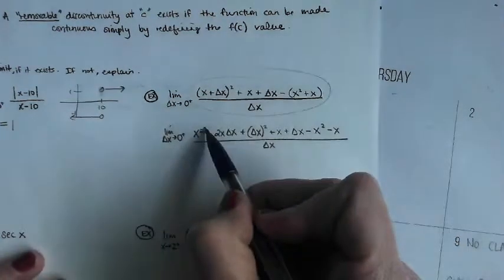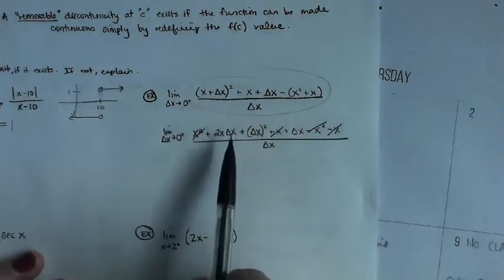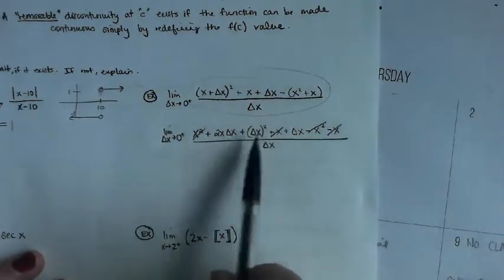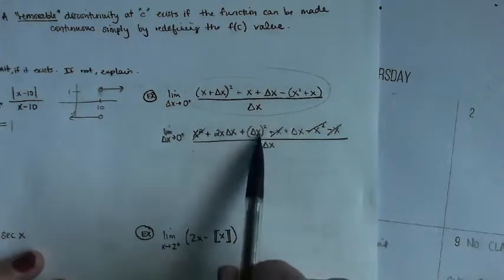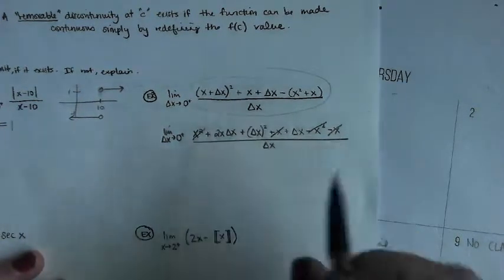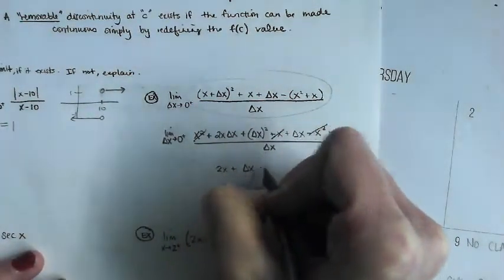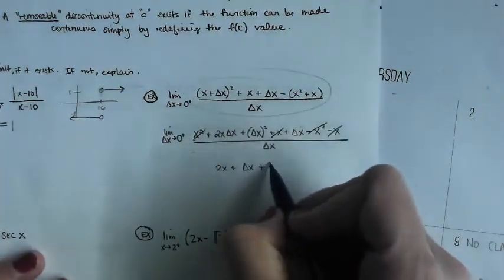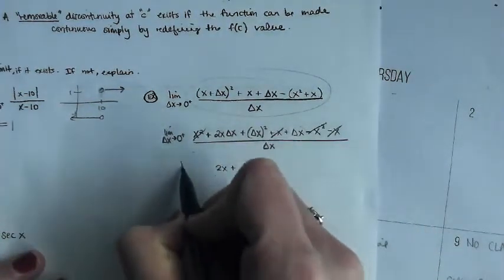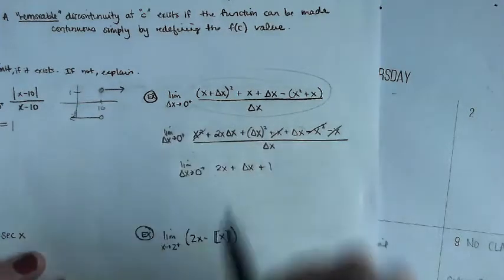And then when you simplify, x squared minus x squared is gone, x minus x is gone, and the three terms left over all have a change in x in them. So we can divide each one by the change of x that's in the denominator. So that'll leave 2x plus change in x plus, what's change of x divided by change of x? 1. A lot of people tend to forget that 1.